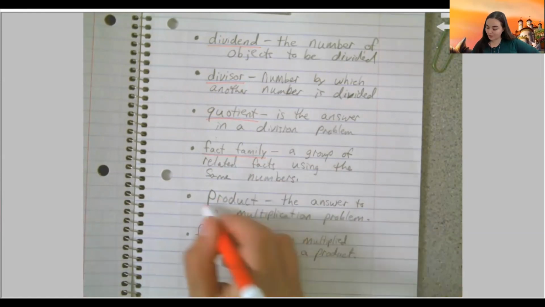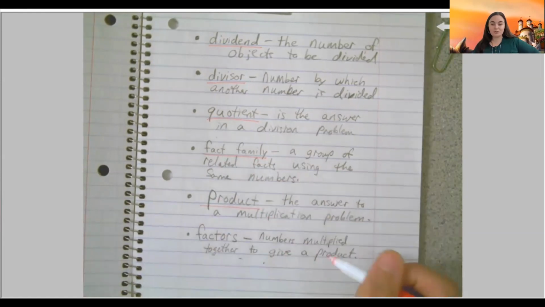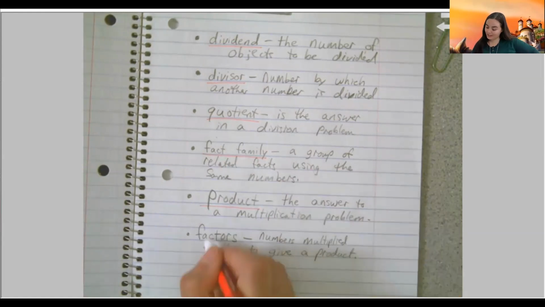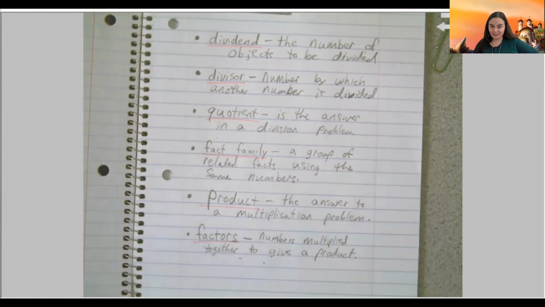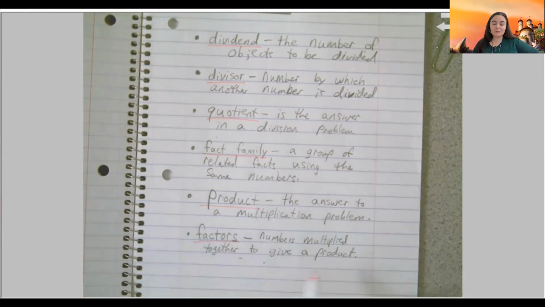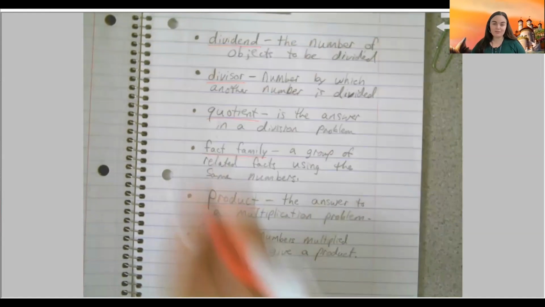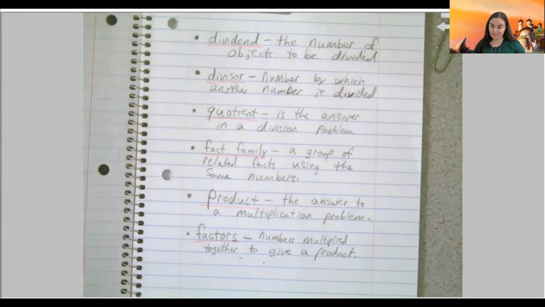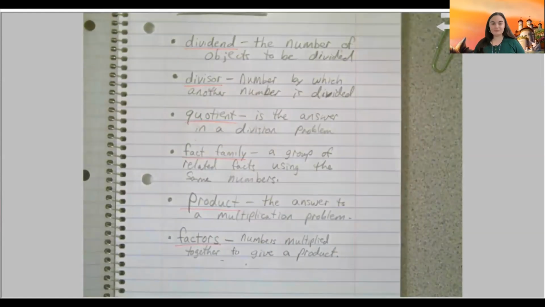Then we've also got our product. Remember that product is the answer to a multiplication problem, all right? And factors. This one's a bonus one. Factors are numbers that are multiplied together to give a product. So in a multiplication, like 3 times 2, the 3 and the 2 are the factors, okay? Go ahead and make sure that you have those in your notebook because we're going to be using them over the next few days, okay? Pause my video again, and I will see you in just a moment back at our visual learning.